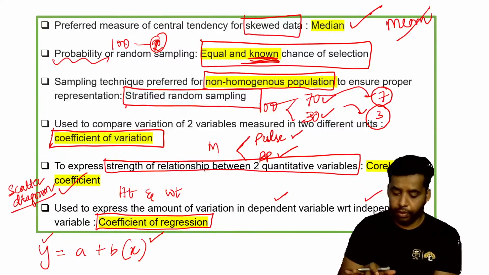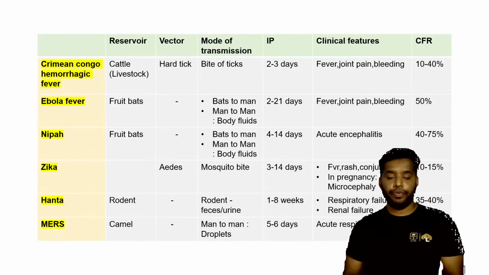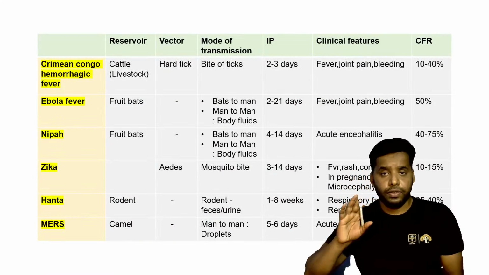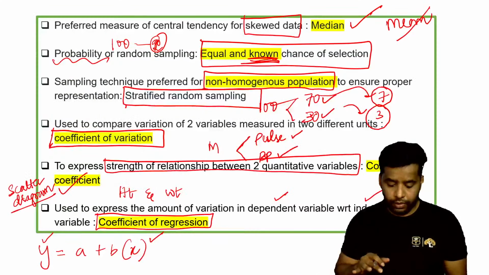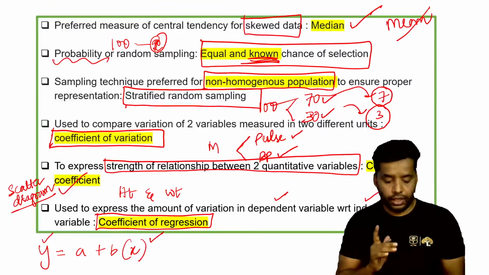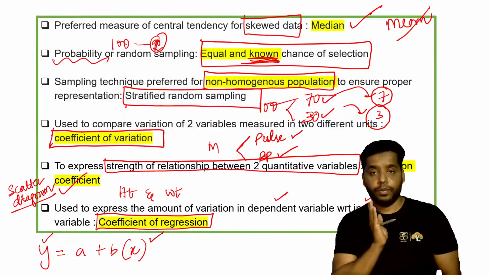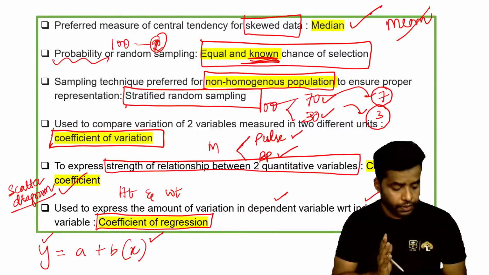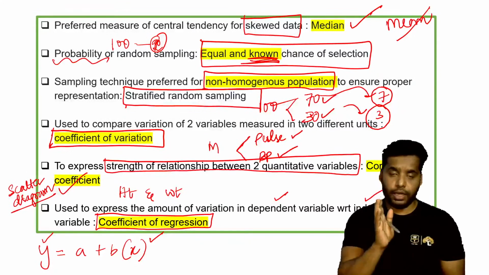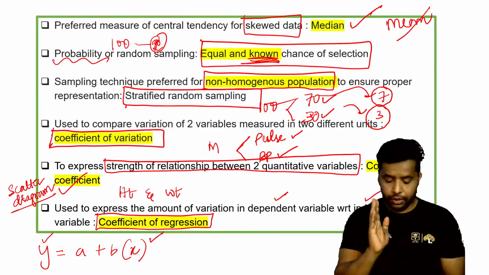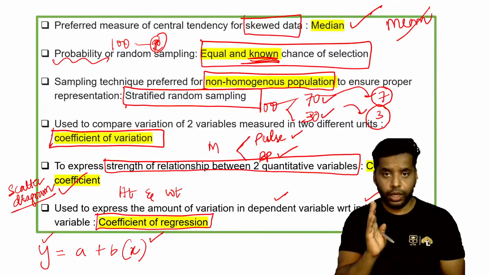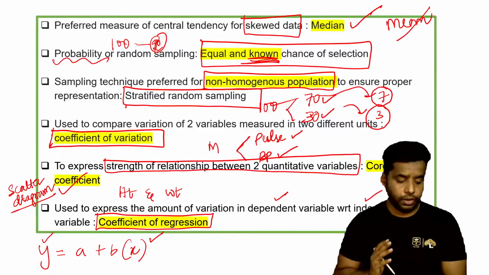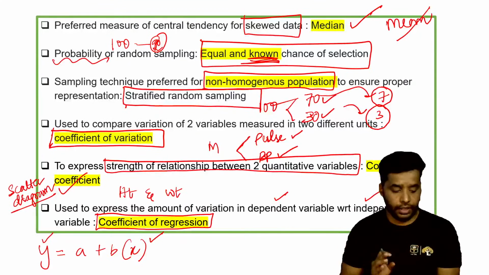So these are some important questions on statistics, tests of significance, and all the points which I have discussed. Skewed data, median, probability, equal and known chance, stratified random sampling are asked most of the times, as are coefficient of variation, correlation coefficient, and coefficient of regression. Don't make mistakes in these things.